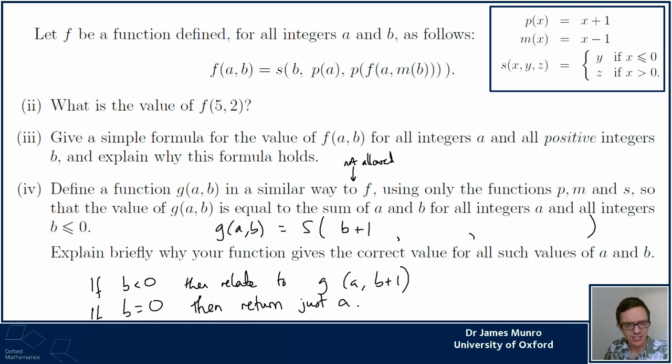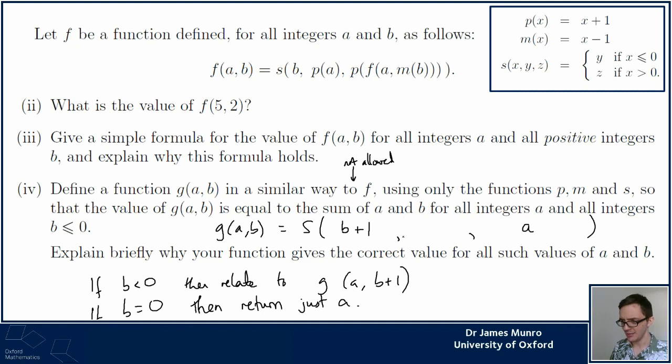So b plus 1 does the right kind of switching behaviour for me, because when b is strictly less than 0, this thing is less than or equal to 0. And when b is actually equal to 0, this thing is 1, which is strictly bigger than 0. Hooray, okay. Still got to untangle this a bit. If b equals 0, then this is positive. It's going to pull out this term, and I just want it to return a. So I think I can put a here.